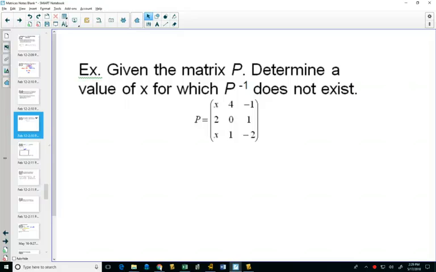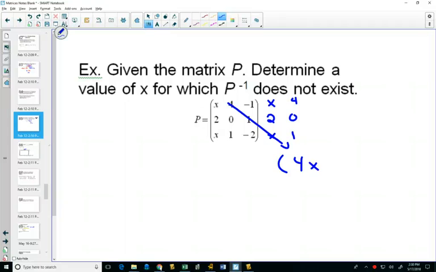So here we have a matrix P. You need to find X such that the inverse does not exist. So the determinant is going to have to equal 0. So what would we do? Well, if we use the technique where we rewrite the first two columns, that'll be 4x minus 2, 1. Oh, I forgot the 1.